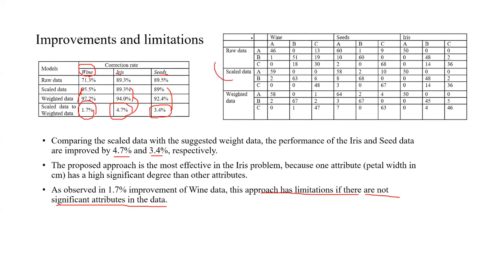And this is the detailed performance result for the wine data, seed data, and iris data. So actually, these are equivalent tables. You can see that.